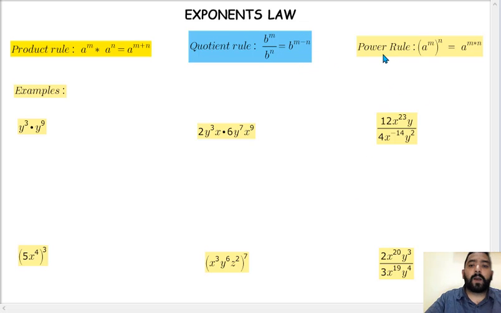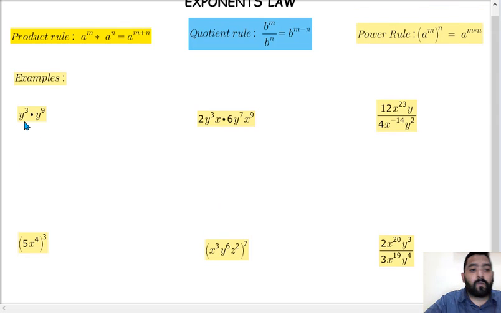And finally, we have the power rule. The power rule is when we have exponents to exponents. And in this case, we are going to multiply. We copy the base and multiply the exponents. When you have a coefficient inside the parentheses, you need to include the coefficient in the exponent. I will explain these three rules, product, quotient, and power rule, using these examples.